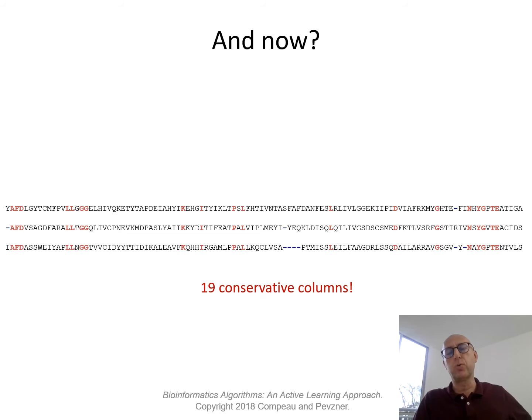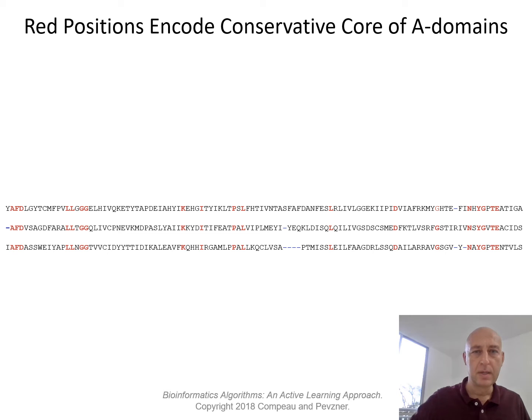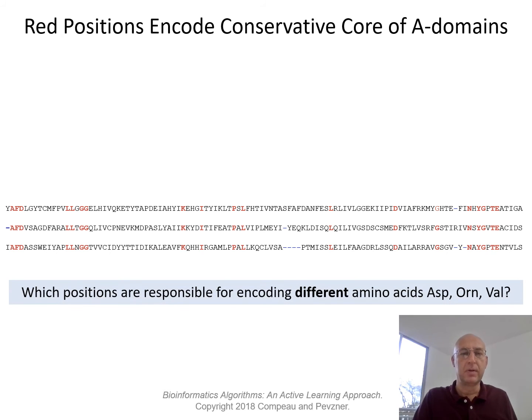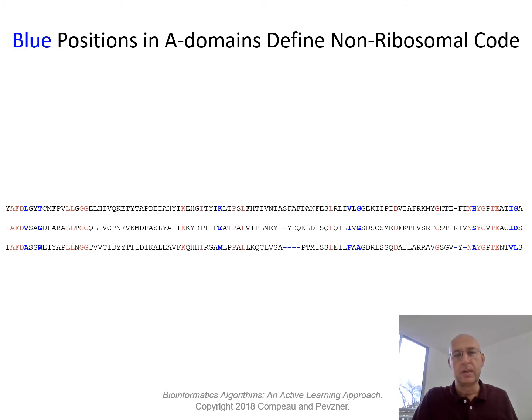If I insert further gaps, I'm going to obtain 19 conserved columns, and I paint them in red. Now I'm going to show you the non-ribosomal code, but this is not a bioinformatic issue, so we are not going to stop for a long time on this one.